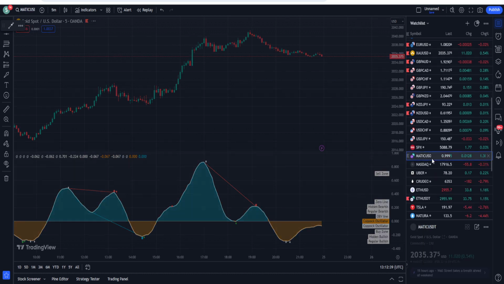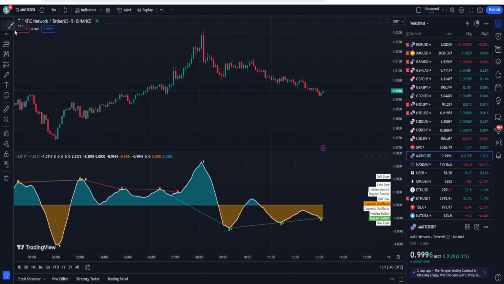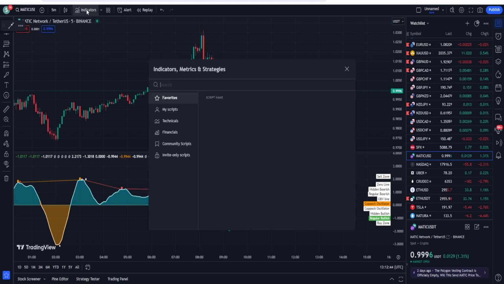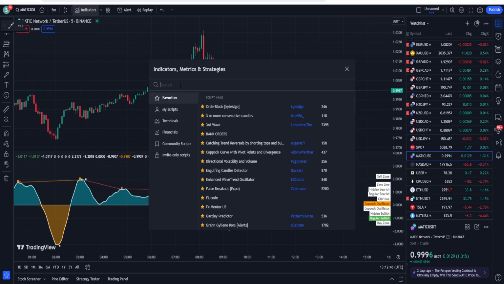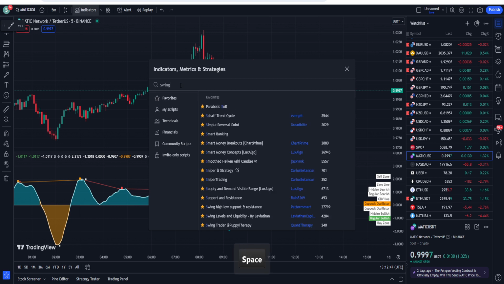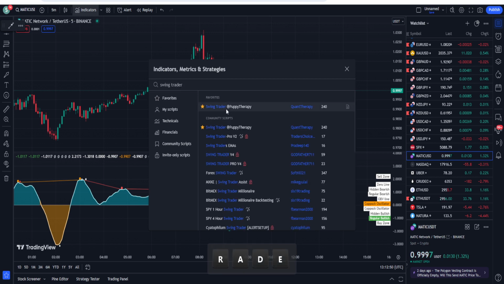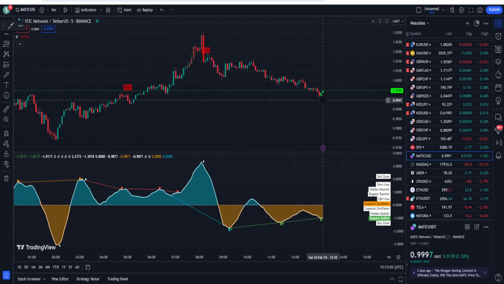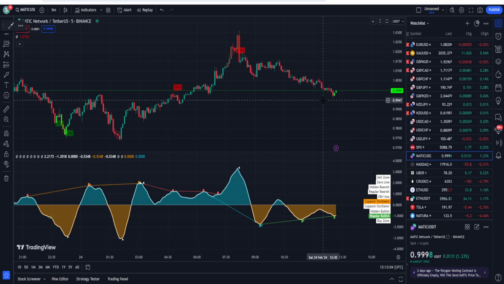Okay, so we are going to use this strategy in a most interesting way. For example, you know that I have reviewed one of the best buy sell indicators, called Swing Trader, by Quant Therapy. This indicator is also not explored by many traders. It has only 240 likes. So if I click this one, you see that the indicator is attached on my screen.